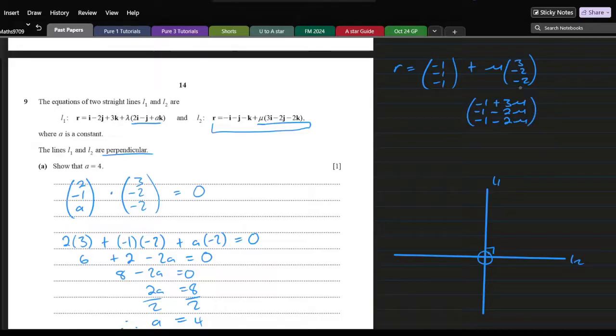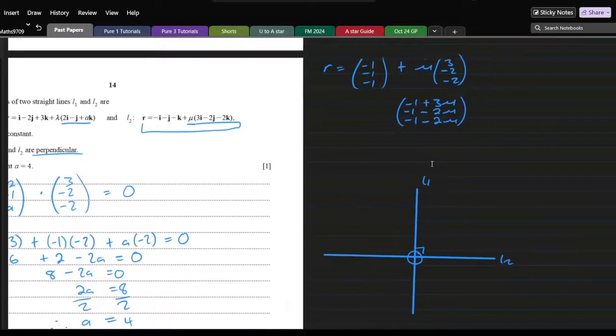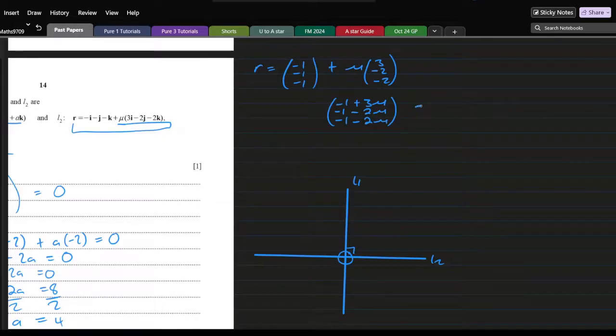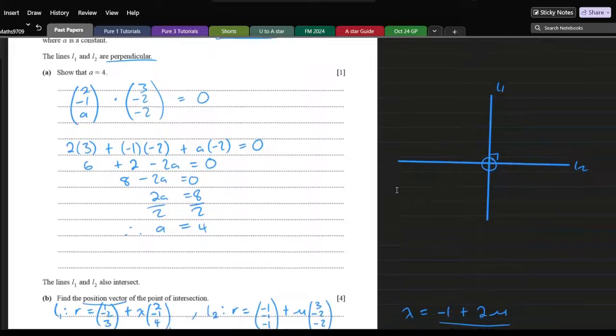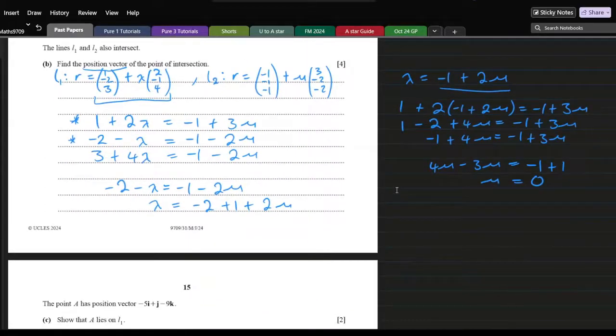And we know that the point that we want is the point at which mu is 0, so we can simply substitute mu with 0, so that's negative 1 plus 3 times 0, negative 1 minus 2 times 0, negative 1 minus 2 times 0, and so this leads to negative 1, negative 1, negative 1. That is the point of intersection of our two lines. So therefore this is (-1, -1, -1), and that's our final answer.